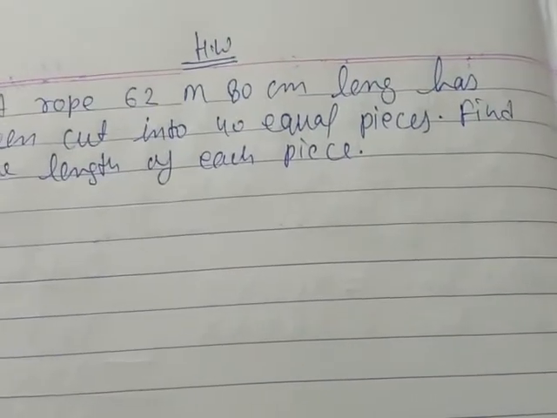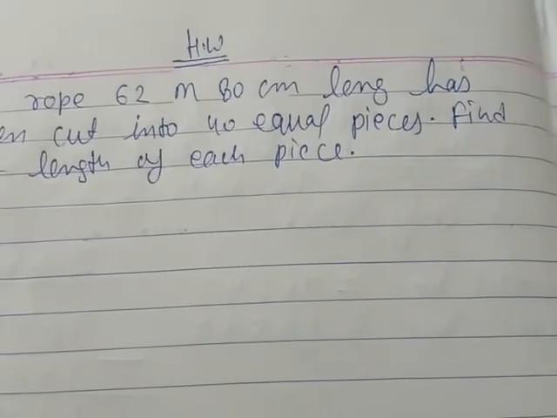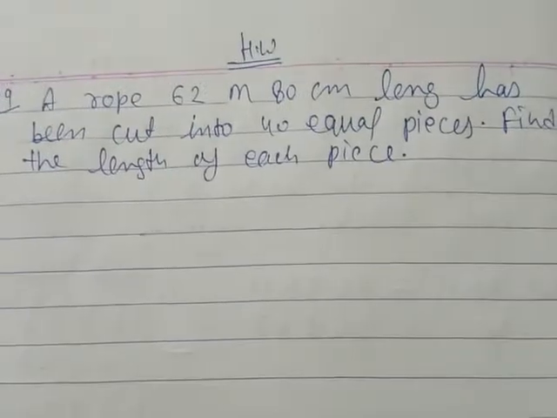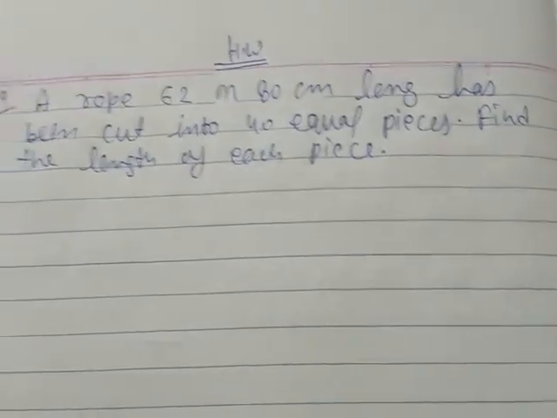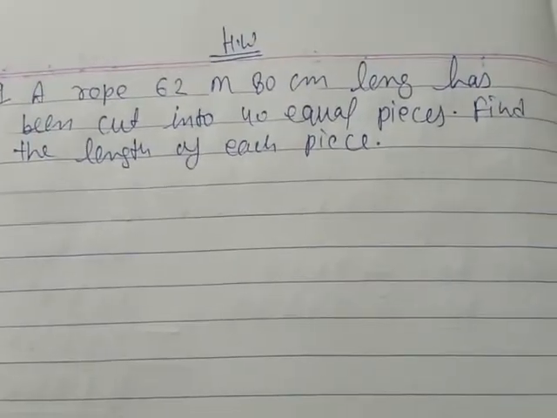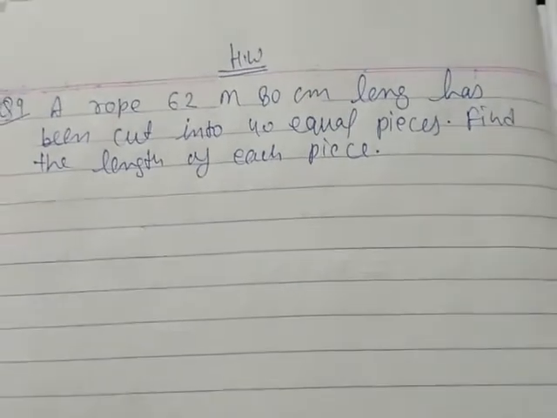And question number 9: a rope 62 meter 80 centimeter long has been cut into 40 equal pieces. Find the length of each piece. Listen carefully, this is your homework.